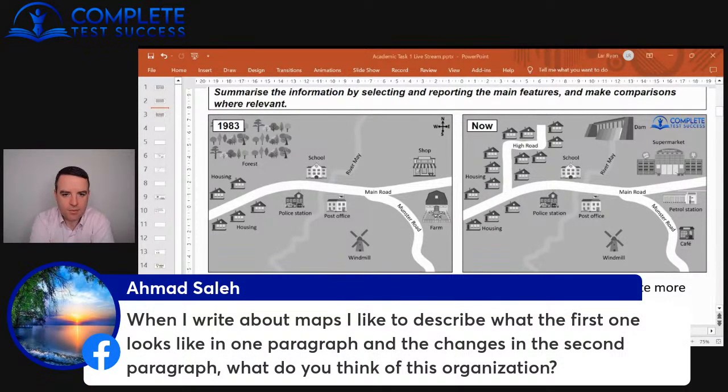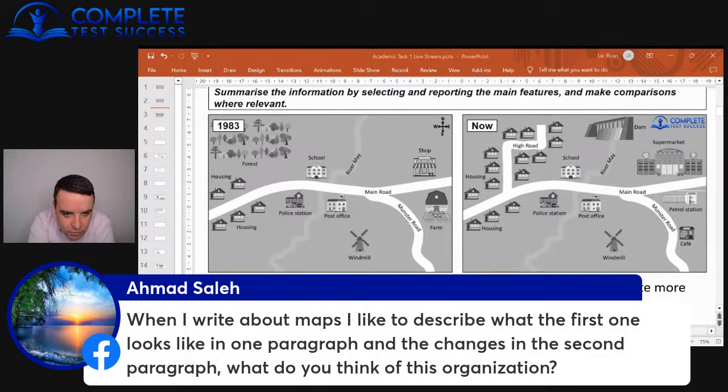When I write about maps, I like to describe what the first one looks like in one paragraph and the changes in the second paragraph. What do you think of this organization? I am not a big fan of that because I find there's a lot of repetition. Because if you describe the forest in the first one, then you have to mention the forest again in the second body paragraph. So you end up repeating yourself a lot.